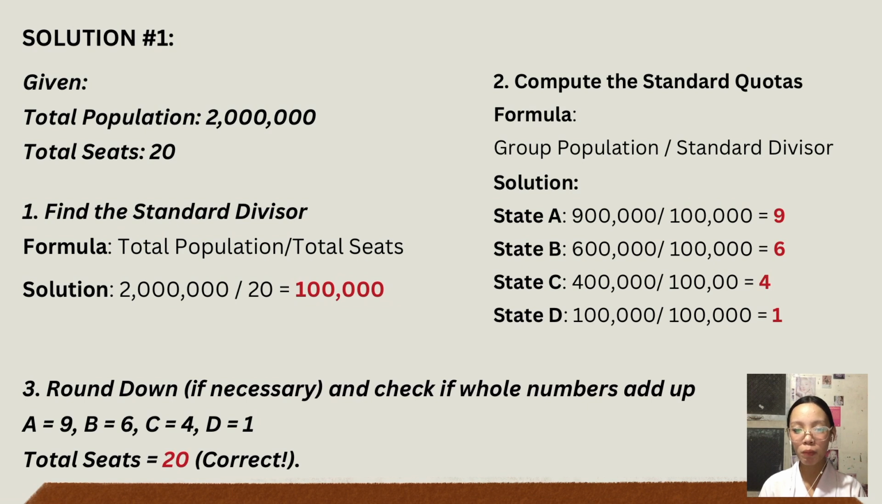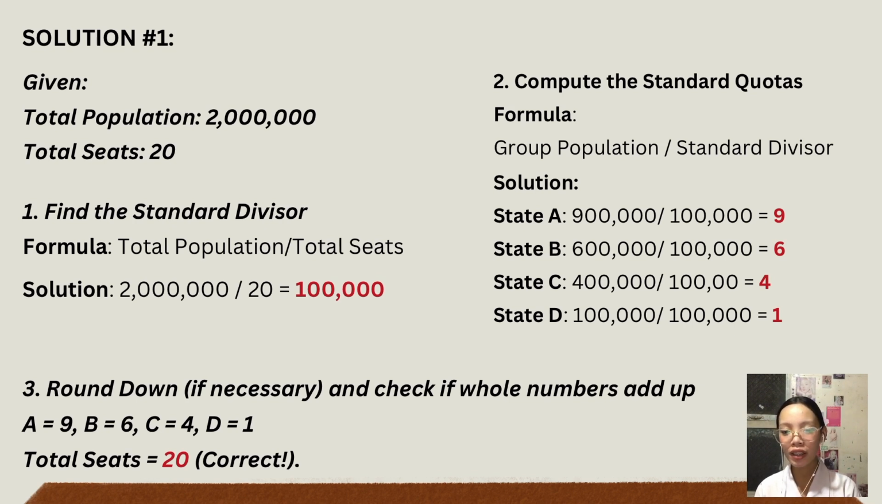So, based on sample problem number 1, the total population is 2 million and the total seats are 20. The first thing that we will do in order to solve this problem is to find the standard divisor. The formula in finding the standard divisor is total population divided by the total number of seats. So, substitute the given: 2 million divided by 20. If we calculate that, we will have 100,000. So 100,000 is your standard divisor.